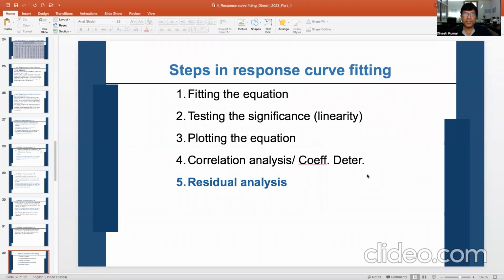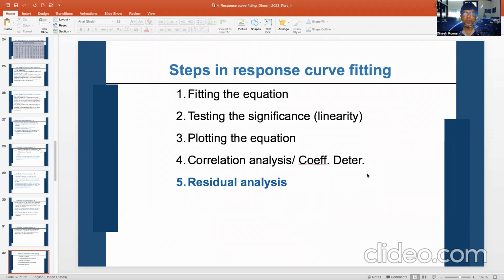Now, overall, you have seen different steps in response curve fitting. Again, I repeat here: fitting the equation, testing the significance for linearity, plotting the equation, correlation analysis, and then computation of coefficient of determination. And the fifth and final step is residual analysis. So this residual analysis is beyond the scope of this course, but this is also very, very important.